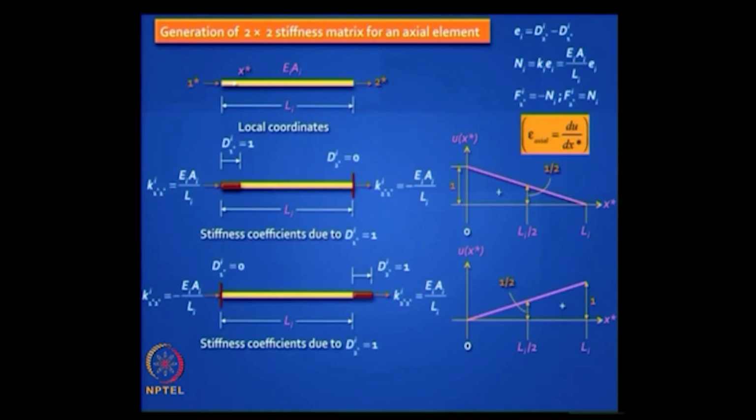It is simple, it is EA by L. So there are no zeros here, it is a full matrix, but it is symmetric. All stiffness matrices are symmetric and square, no question, but there is something special about this. It is singular. Why is it singular?